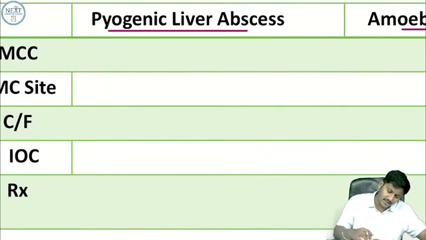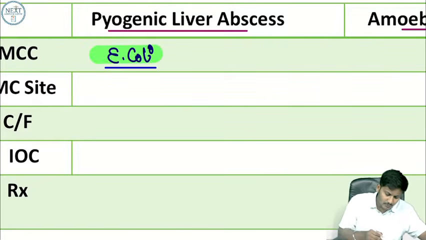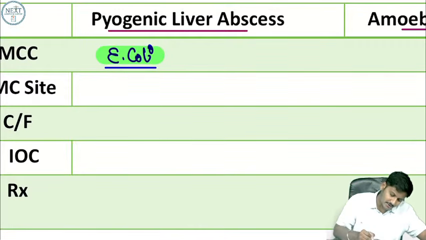But still, if they insist on the single most common cause of pyogenic liver abscess, it is nothing else but E. coli or Escherichia coli. Why? Because here the E. coli goes from the intestine into the bile ducts. It causes cholangitis, that is infection of the bile ducts, and then it spreads upwards into the liver. So from intestine to the bile ducts, and from bile ducts to the liver, that is how it spreads.